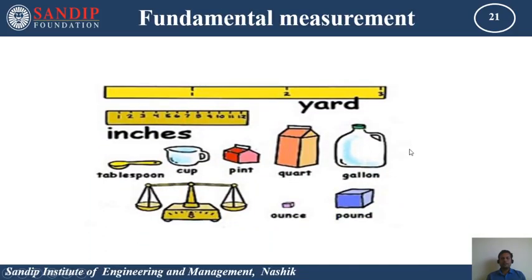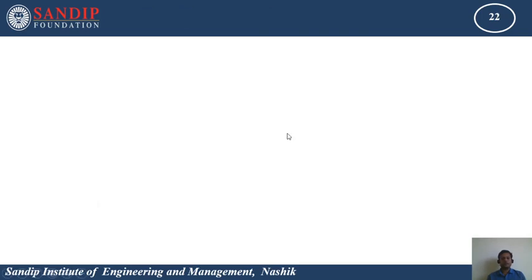Now fundamental measurements. Here a simple example is given. We have to measure length in inches, yards, meters, kilometers. For that process we have to use conversion factors, conversion ratios. That is the basic fundamentals required to convert your output from one form into another form. Such kinds of measurement processes are considered under the fundamental measurement process.